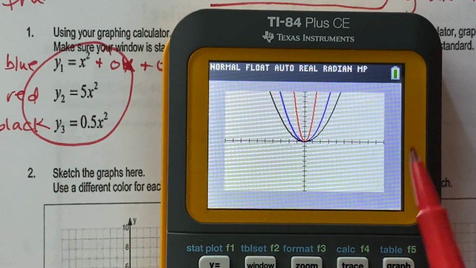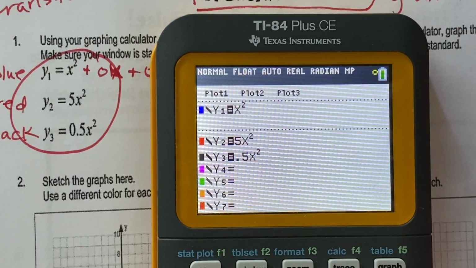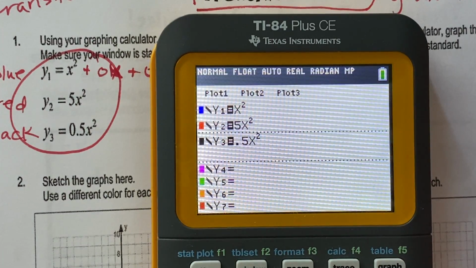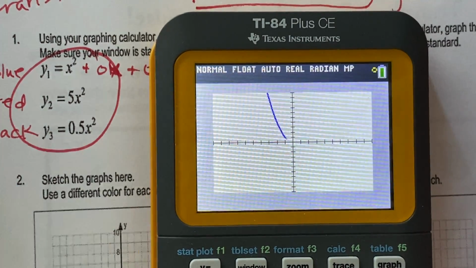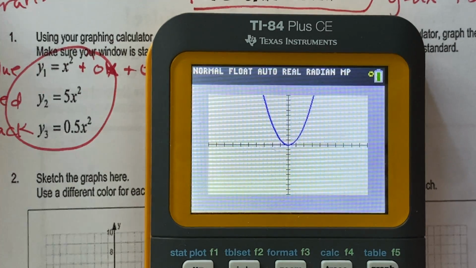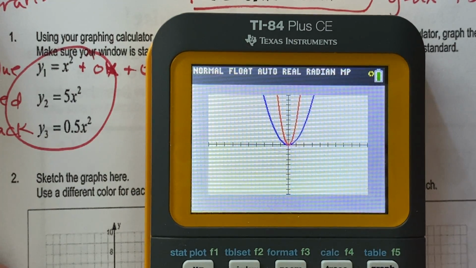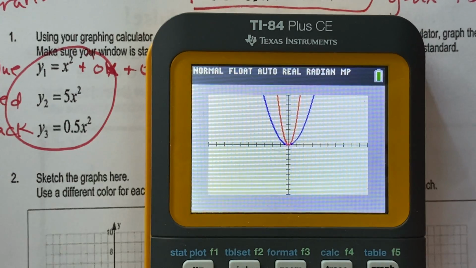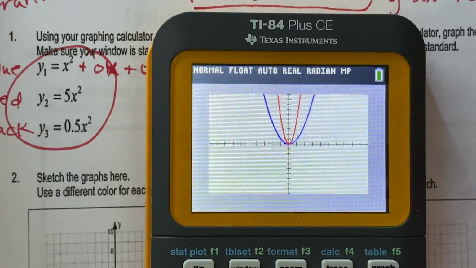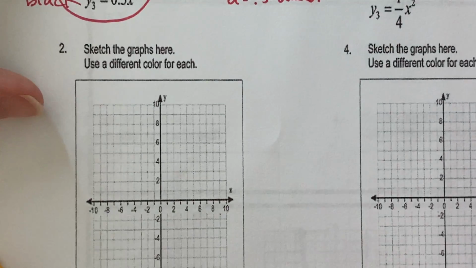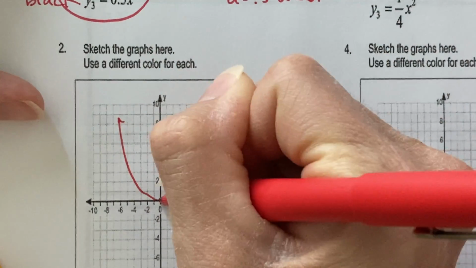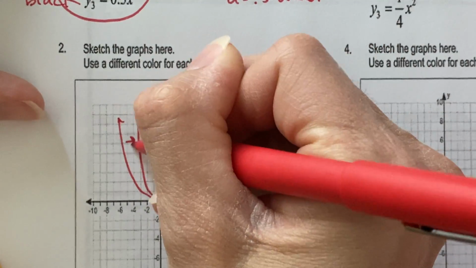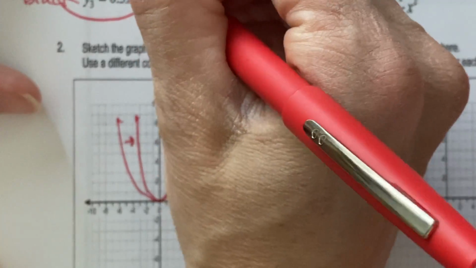So if we look at blue, and actually, I'm just going to take out the 0.5x squared for a second, just so we can compare two of these at once. Might be a little bit easier. So there's y equals x squared, and there's y equals 5x squared. Well, what happened? What did that multiplying by 5 make it do? Well, you have a graph that was kind of out like this and was sort of pushed in, right? So this is called a compression.